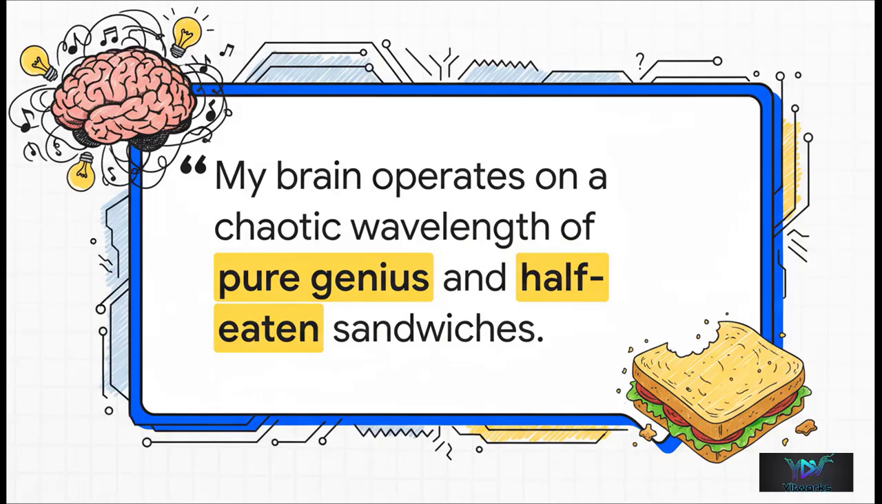Take this sentence. My brain operates on a chaotic wavelength of pure genius and half-eaten sandwiches. Okay, a human definitely wrote that. You can just tell, right? It's creative, it's funny, it's a little weird. It has so much personality. You can practically see the person typing it.